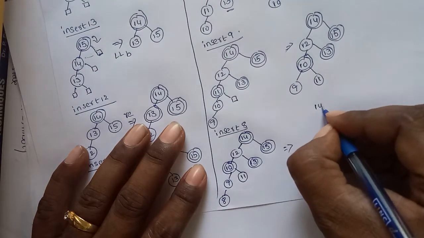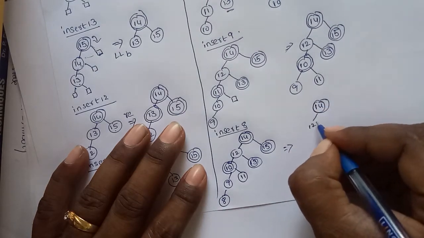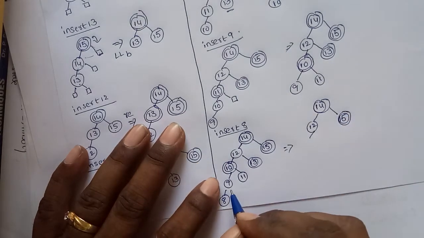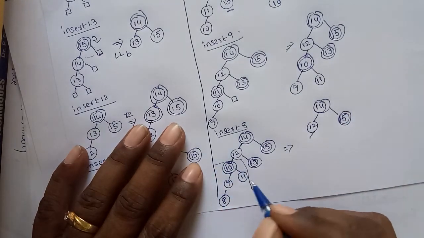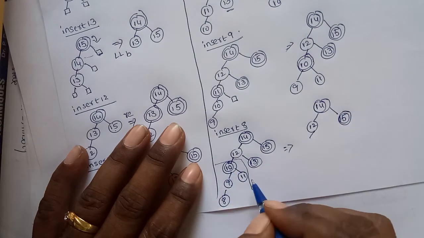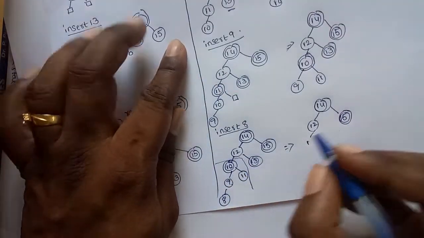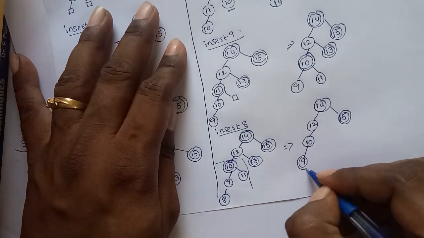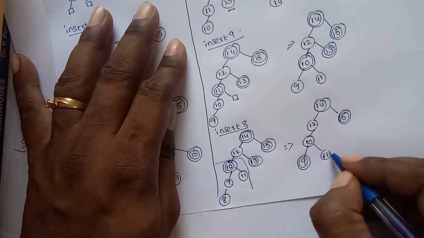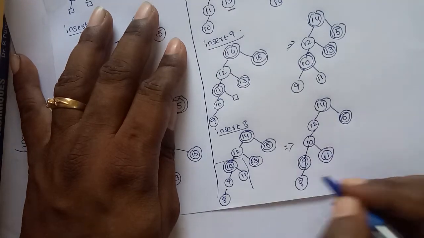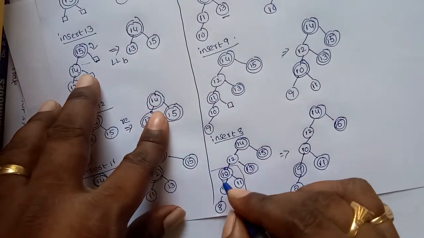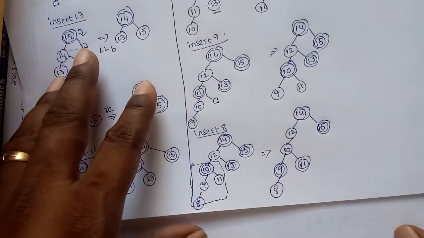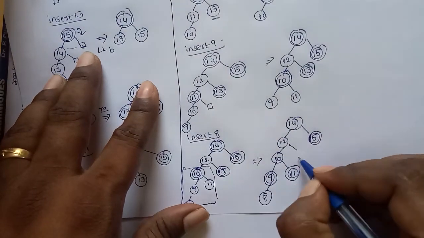So after changing the colors: 14, 12, 15. Okay, change the color up to this level only. This is the parent, this is the grandparent, this is the uncle node. 10 is actually black, so change it into red. 9 is red, change it into black. 11 is red, change it into black, and 8. Okay, so after each step, remember, check whether the tree satisfies the red black properties or not. Observe this one. Suppose 12.